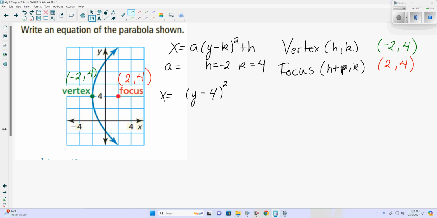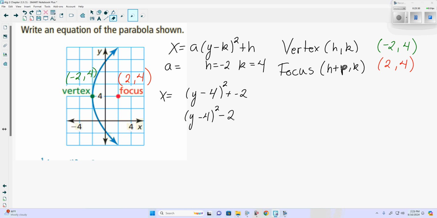Because again, we just got to be paying attention to that, because in the general form, x equals a times y minus k squared plus h. Plus negative 2. Do we normally write it as plus negative 2? We say what? Minus 2. We can say y minus 4 squared minus 2. Same thing's true inside. We don't say minus negative 2. We say plus 2.